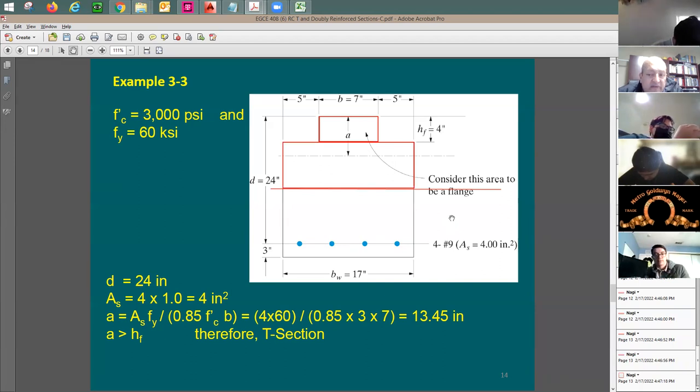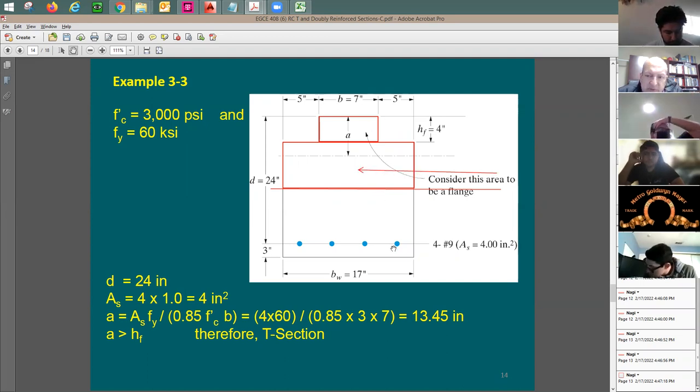If you take this stress, 0.85 F prime C, multiply by the top area here, A1, because A1 is limited, it has numerical value, 7 times 4, 28 square inches, which means I have numerical value for the compression force on the flange. And subtract this force out of the 4 number 9 tension force. It's going to be 4 square inches times 60, which is going to be 240. You will end up with the compression force on the web because CF plus CW is going to be equal to the tension force. Now I should be able to solve for the depth through the web, which you may call here A sub 2. Very similar to exactly what I have done in the first example, but instead of having a real flange, now I'm going to have two notches, one on each side.